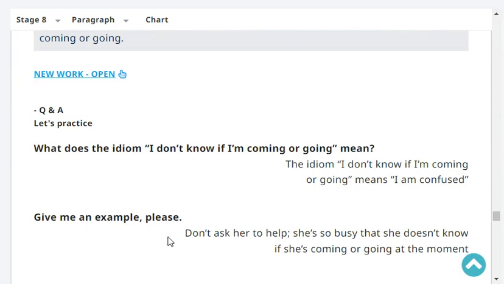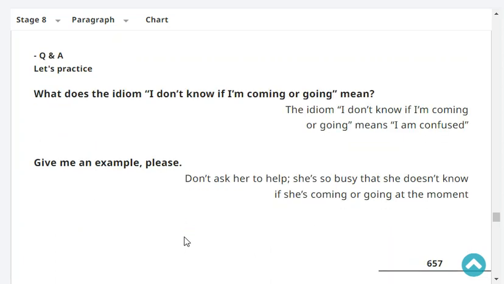What does the idiom I don't know if I'm coming or going mean? The idiom I don't know if I'm coming or going means I am confused. Give me an example, please.